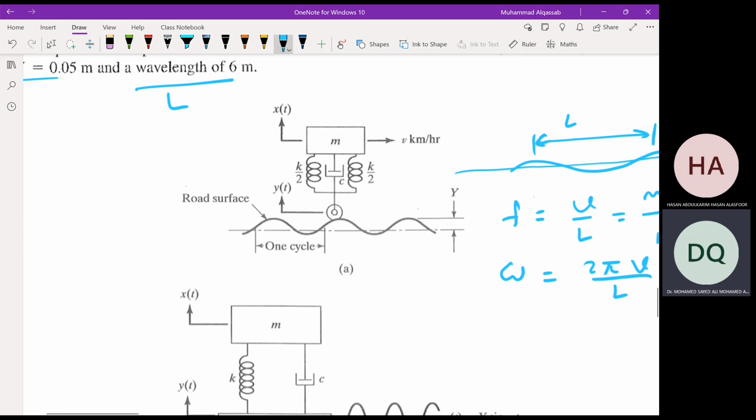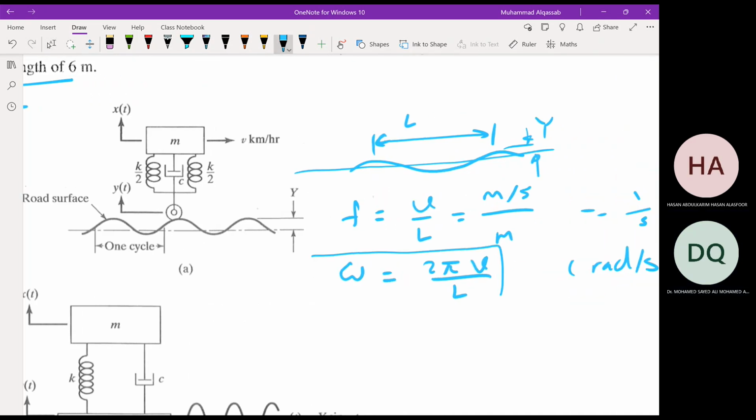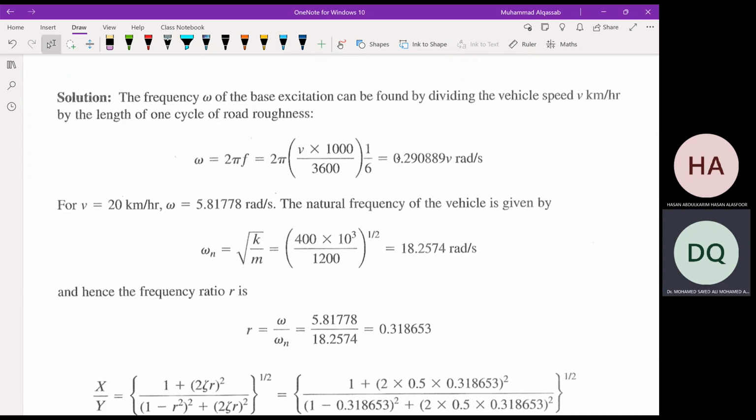So for cars or any vehicle traveling over a rough road, the frequency is calculated from this equation, omega equal to 2 pi V over L. Okay, we have all the information. Omega is 2 pi f, equal to 2 pi V over L. He did the conversion within the equation because he is entering V as kilometer per hour. And this is 1 over L. So it becomes 0.29 times V. So omega at this speed is 5.81778 radian per second.